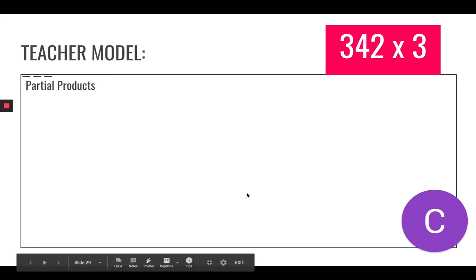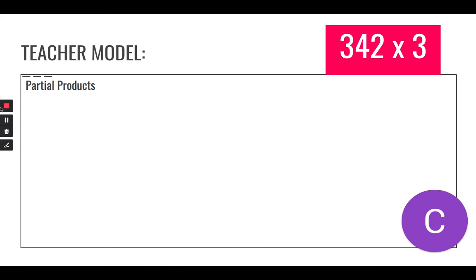Okay, so we are going to do this first problem, 342 times 3, together. I am going to model it for you here, and I want you to follow along on your paper. Just like they did in the video, we're going to take the number 342 to get started.